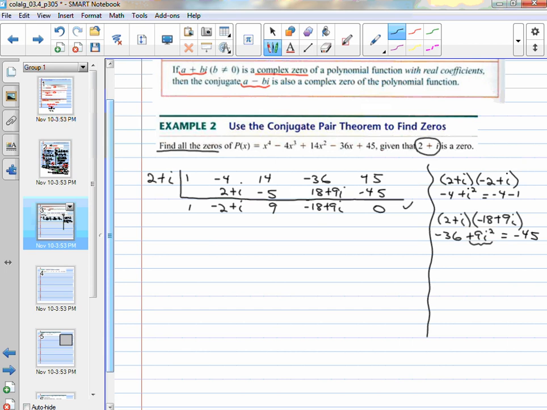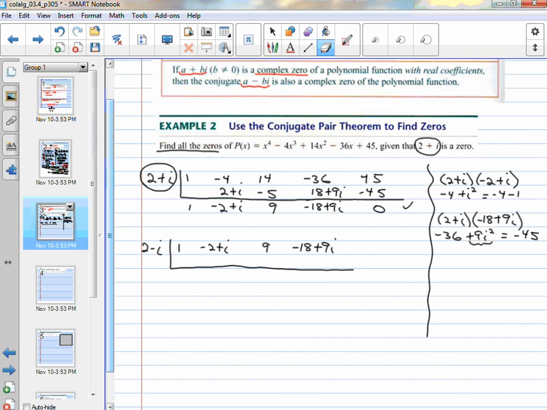Just like it was supposed to be. So here is one of my zeros. Tell me another zero if 2 plus i is one of them. 2 minus i. So now I need to take 2 minus i into the reduced polynomial, this thing: 1, negative 2 plus i, 9, negative 18 plus 9i. Need to divide into that.